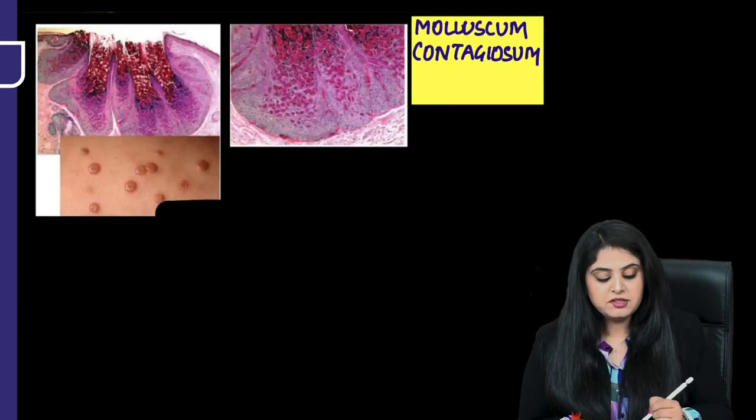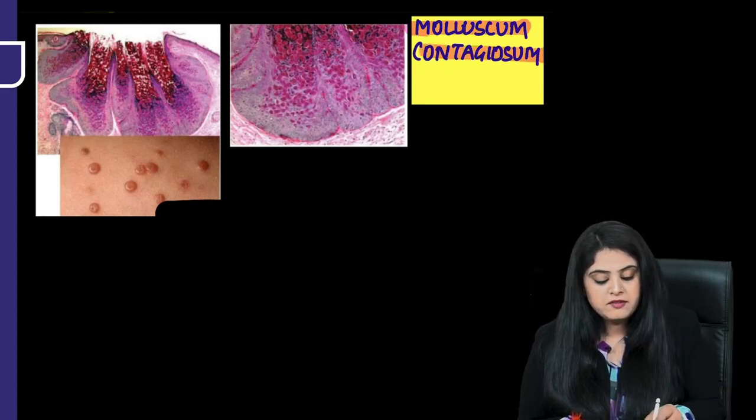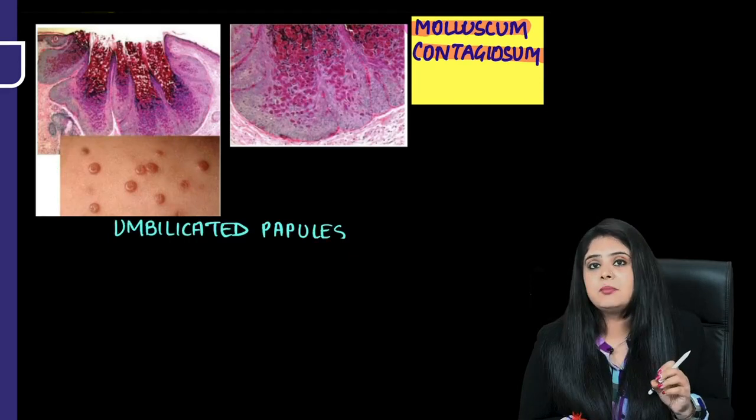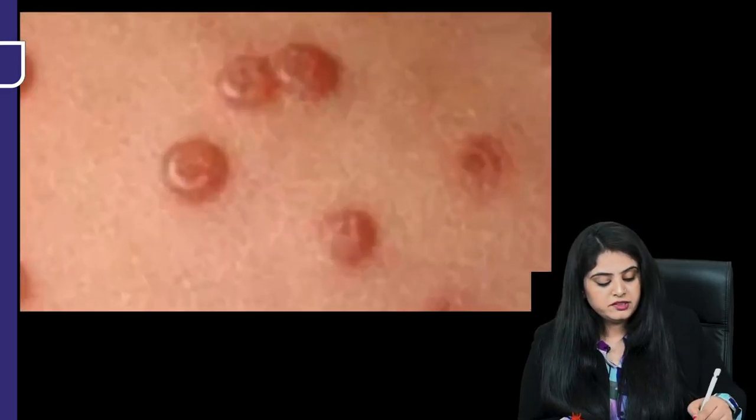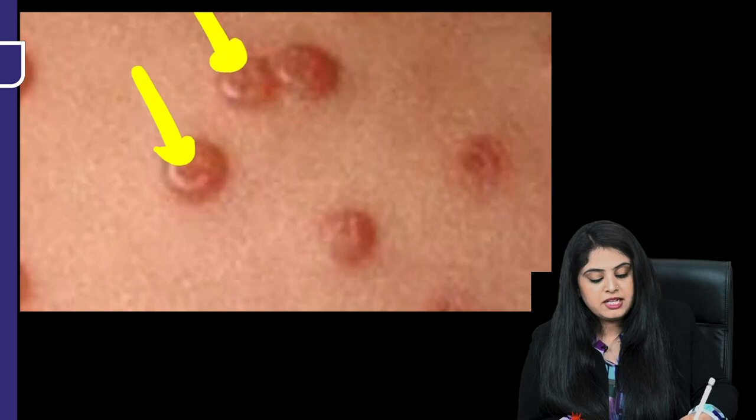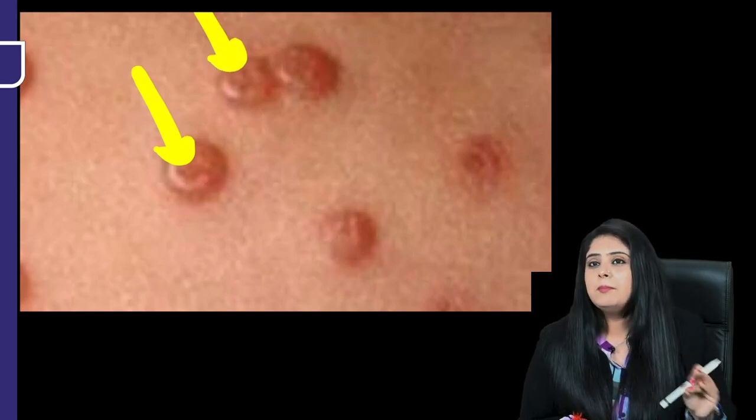Next one is a very famous infection which you always get a question on, and that is molluscum contagiosum. Firstly, you have to identify the clinical aspect. You can see that there are umbilicated papules. Umbilicated matlab, you will see a central depression. You can see something getting dipped inside it. There is an umbilicated papule.